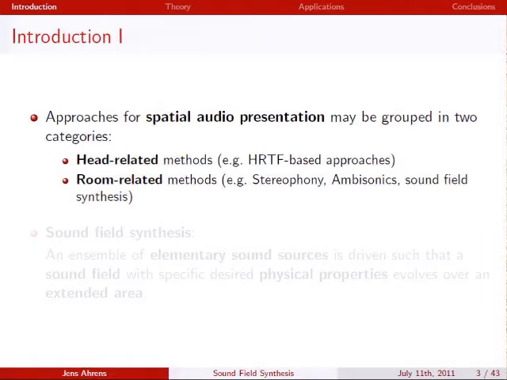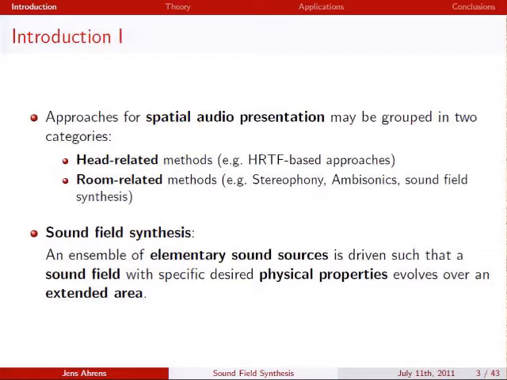I guess you are aware that there are different approaches for the presentation of spatial audio signals. A possible categorization might be head-related methods on one side, which exclusively control the sound pressure at the eardrums of the listener. Typically, they employ head-related transfer functions, HRTFs, which represent the acoustical influence of the human body on a sound wave that impinges on a person. And they typically employ headphones.